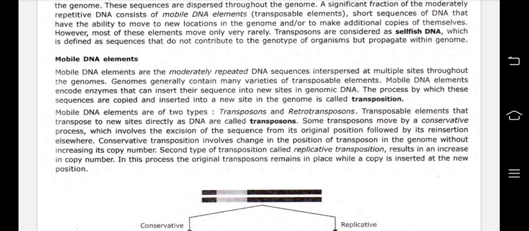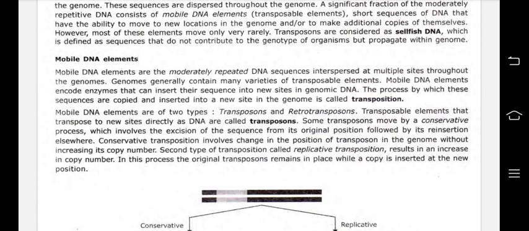Mobile DNA elements are moderately repeated DNA sequences interspersed at multiple sites throughout the genome. Genomes generally contain many varieties of transposable elements. Mobile DNA elements encode enzymes that can insert their sequence into new sites in genomic DNA. The process by which these sequences are copied and inserted into a new site in the genome is called transposition. Mobile DNA elements are of two types: transposons and retrotransposons.